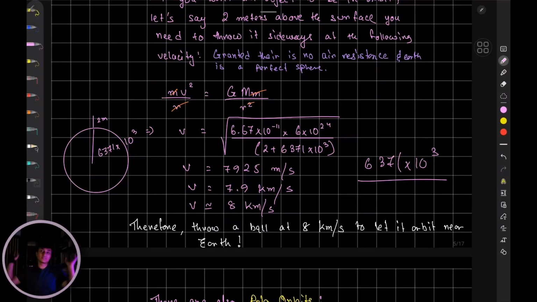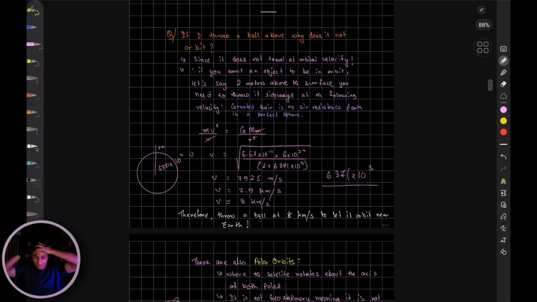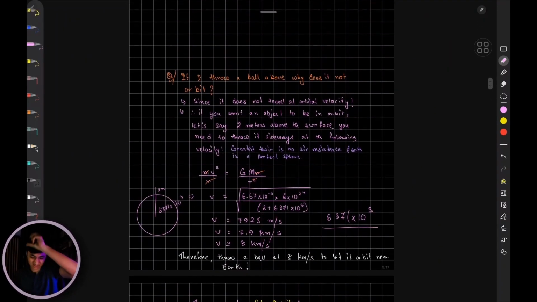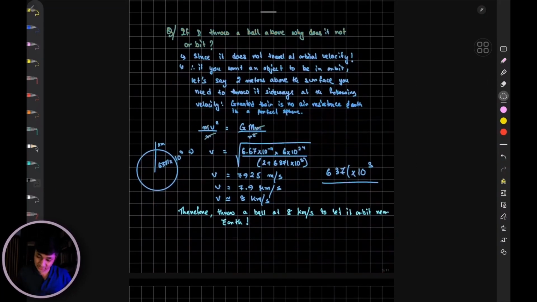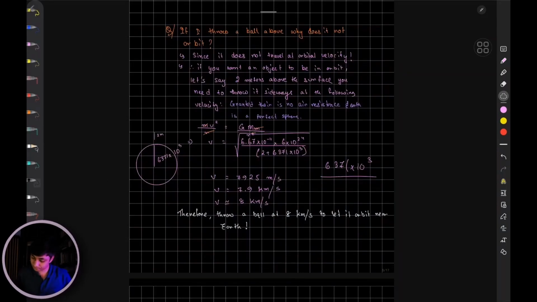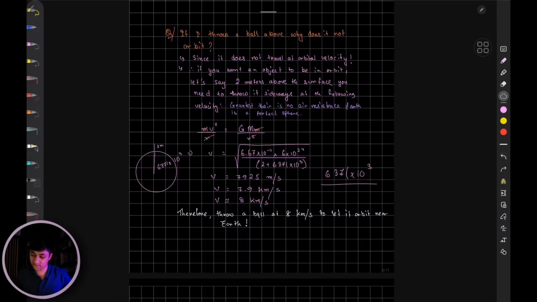So granted, it is a void and there is no air resistance. If you throw it at 8 kilometers per second, it is going to orbit around Earth at an altitude of 2 meters. I found this part a bit interesting, so I just added this over here. So yes, anything can orbit. If you can make it reach the orbital velocity, it is going to orbit around Earth, in an ideal situation at least.